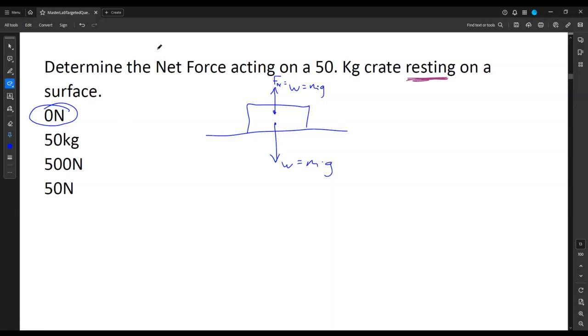Net force you can also think of as being like leftover, and there's nothing left over. We've got approximately 500 going up, approximately 500 going down. They cancel each other out.